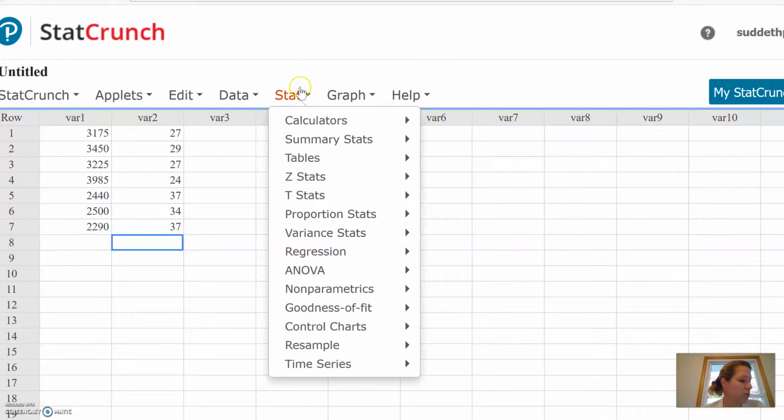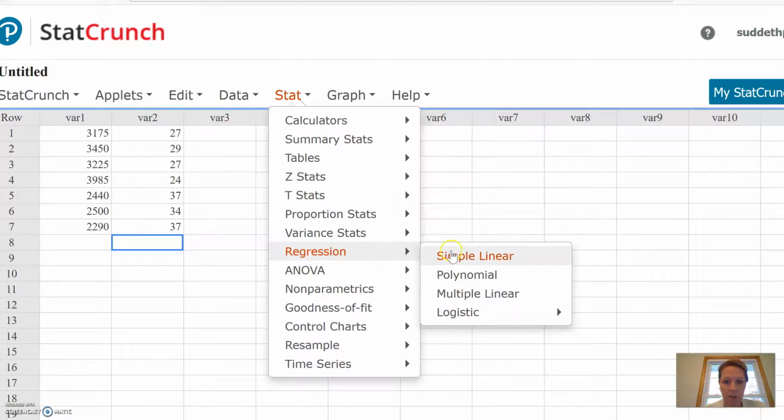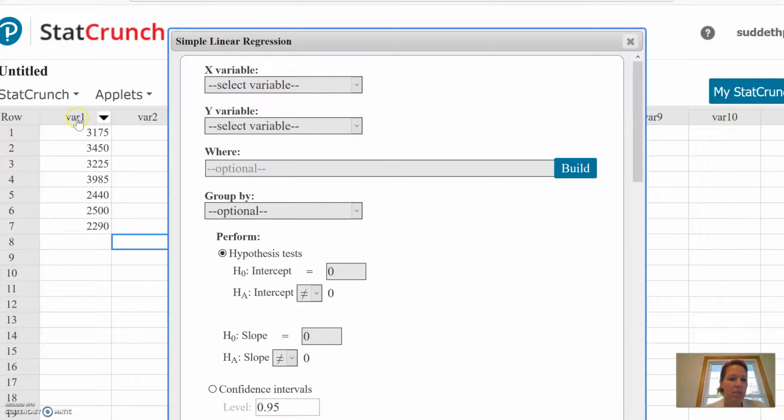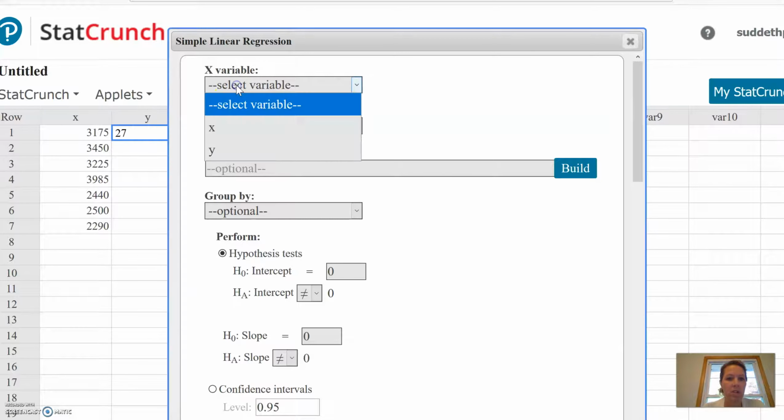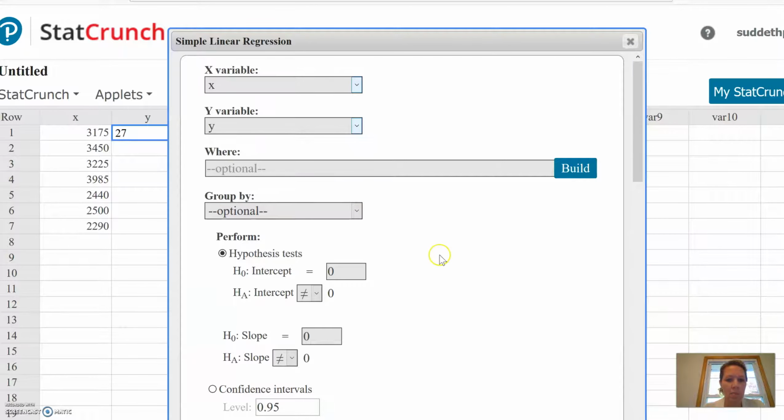I'm going to go to Stat, and then I'm going to choose Regression, and I'm going to choose Simple Linear. Before I do that, make sure to change the variable 1 column to X and the variable 2 column to Y. That makes it a lot easier for us. Now I'm going to choose the X variable as X, the Y variable as Y, and I just leave everything else the same. I'm going to hit compute at the bottom right.